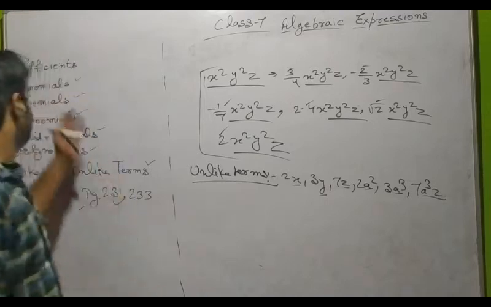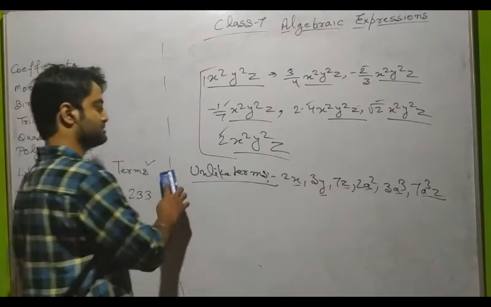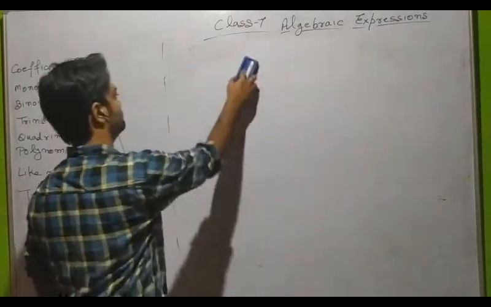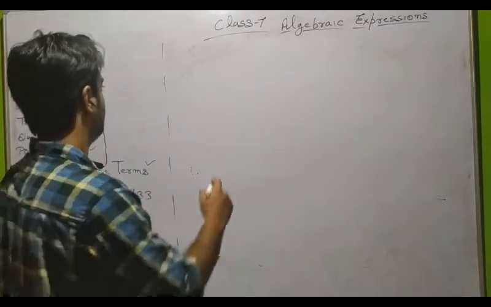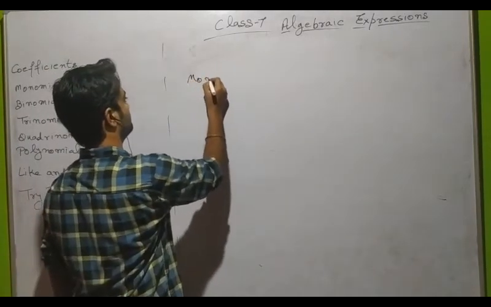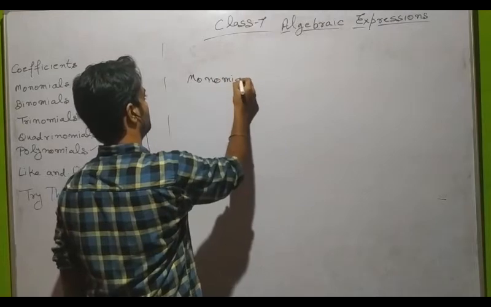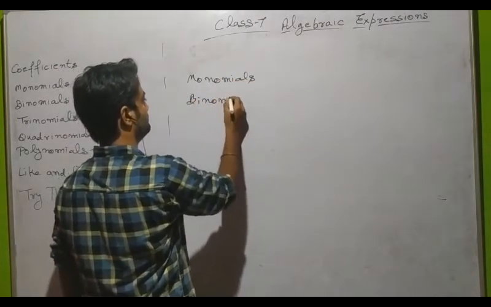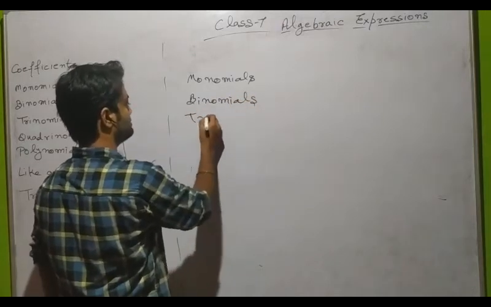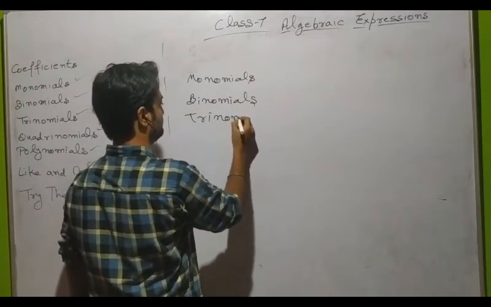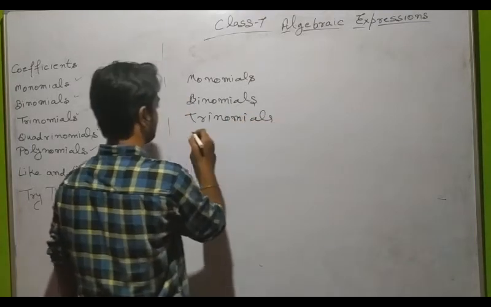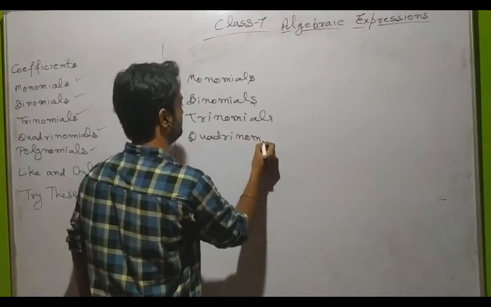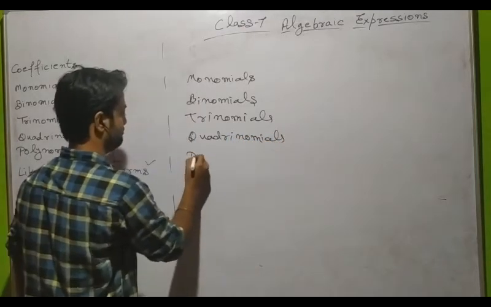Let's move to the monomials, binomials, trinomials, quadrinomials, and polynomials. Okay, so we are going to talk about monomials, binomials, trinomials, quadrinomials, and then polynomials.